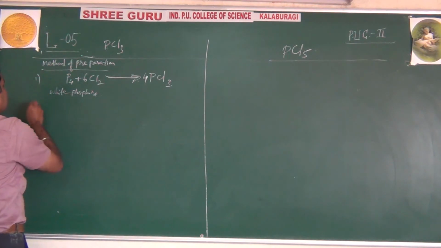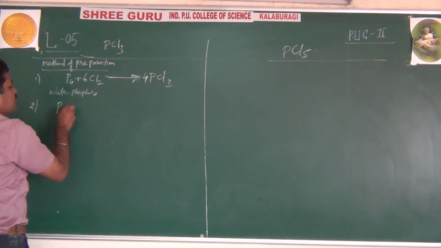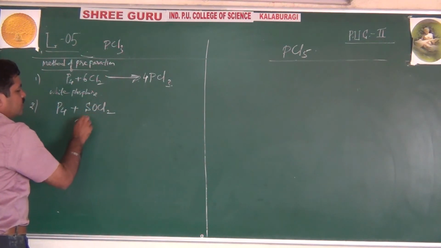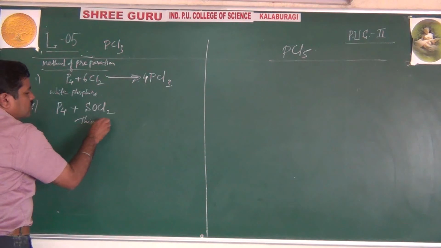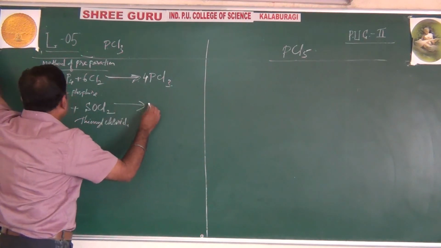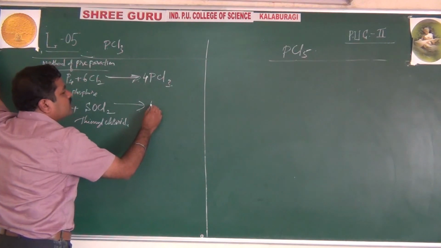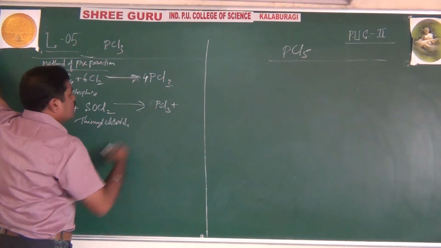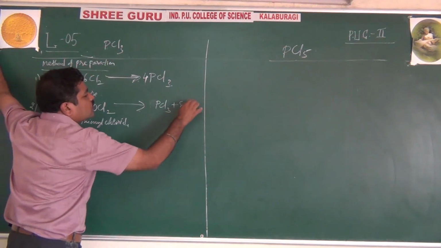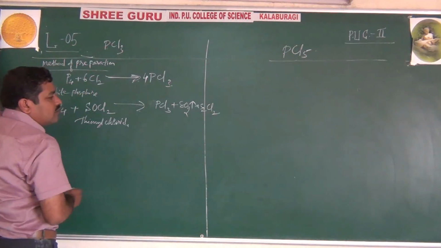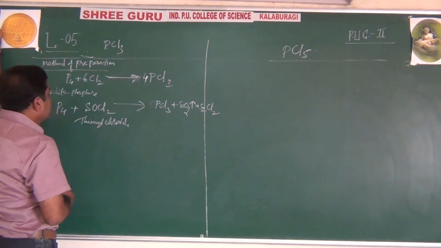This is one. Then the second one, phosphorus with thionyl chloride. You can prepare it this way also. See, what will you get? Your target product PCl3, phosphorus trichloride, right? Along with it, you will get SO2 plus S2Cl2, disulfur dichloride. Okay, once again balance it.